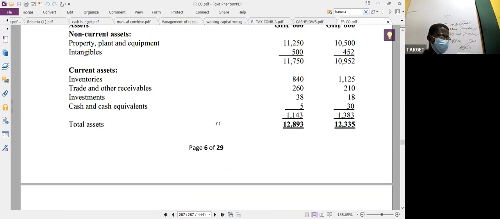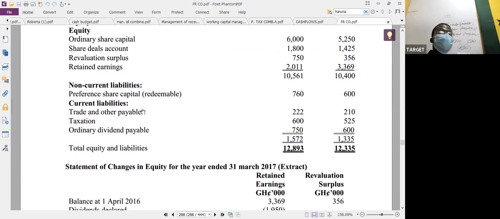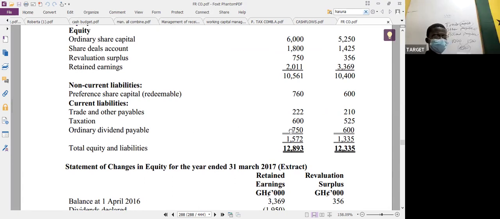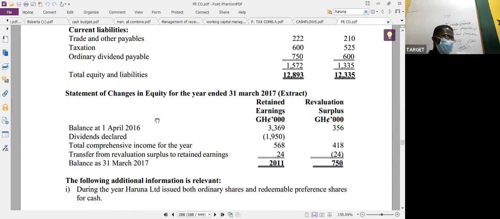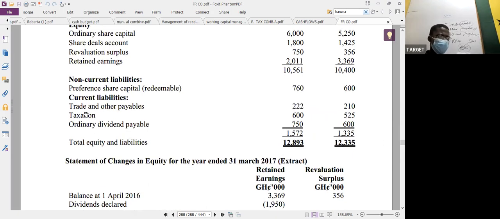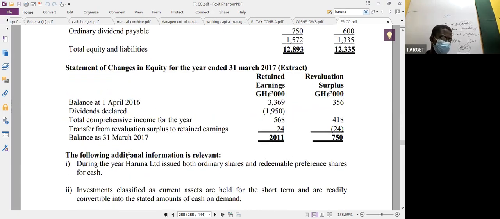So you check. I'm going to read a footnote to you. You see? Check the current liability. You say trade and other payable. We say we want the trade, so they'll give you the other payable. Come and subtract and get what? The trade. That is all. Ordinary dividend payable. This one dividend is for you. They have done the changes in equity for you. And that's why I like Haruna. The dividend. Check the current liability. Taxation is there. Dividend is here. Okay. Here, no warranty.